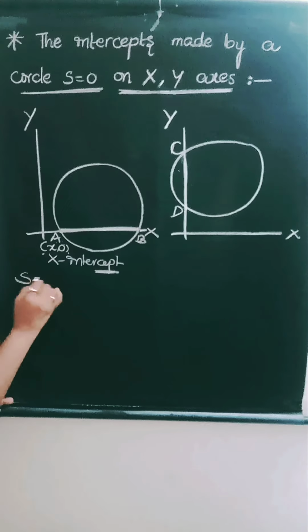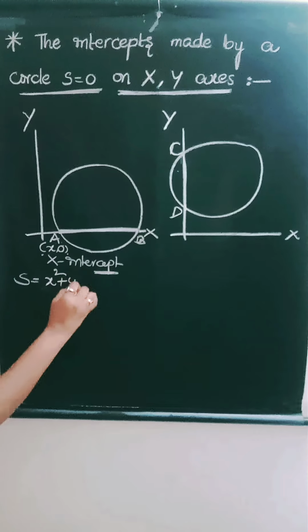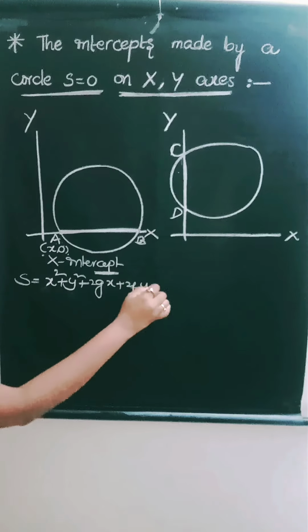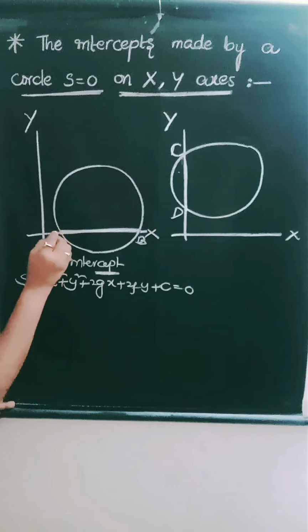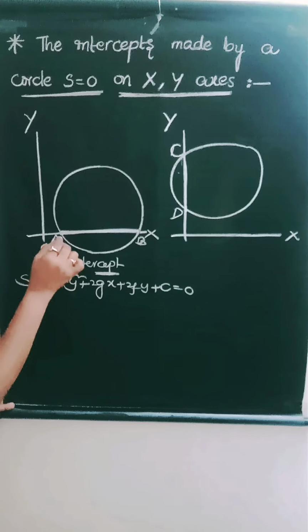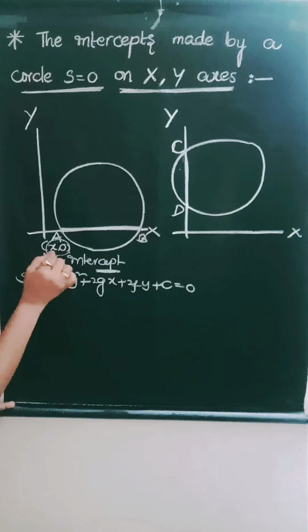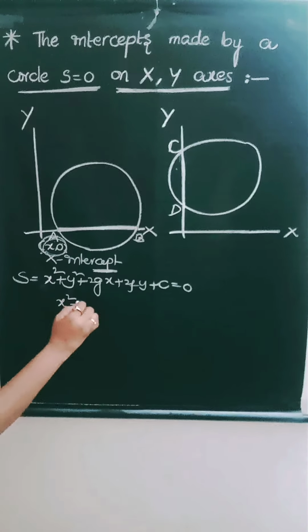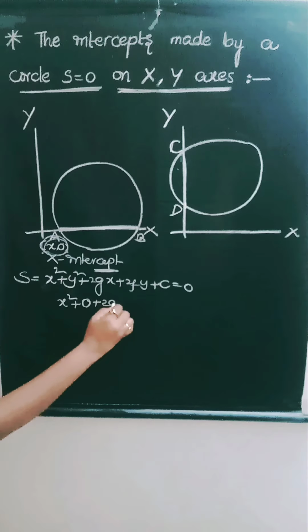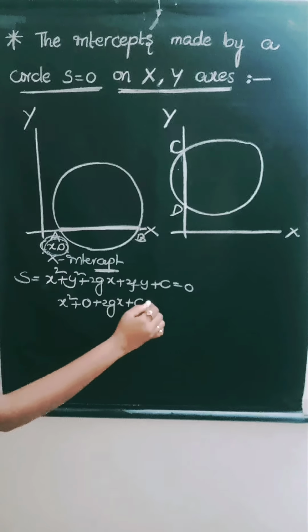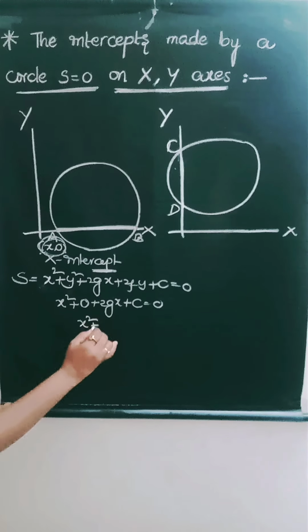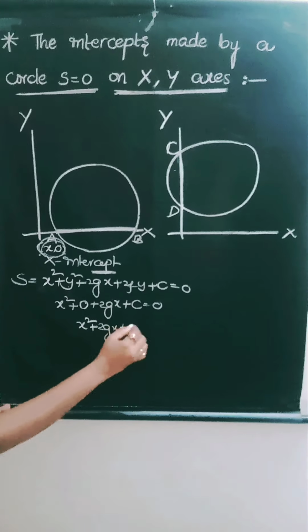First we are taking the equation of the circle as S = x² + y² + 2gx + 2fy + c = 0. And clearly here the point (x, 0) lies on the circle. So we are substituting this point in the circle equation. Then what it returns? x² + 0 + 2gx + c = 0, since y = 0. That is x² + 2gx + c = 0.